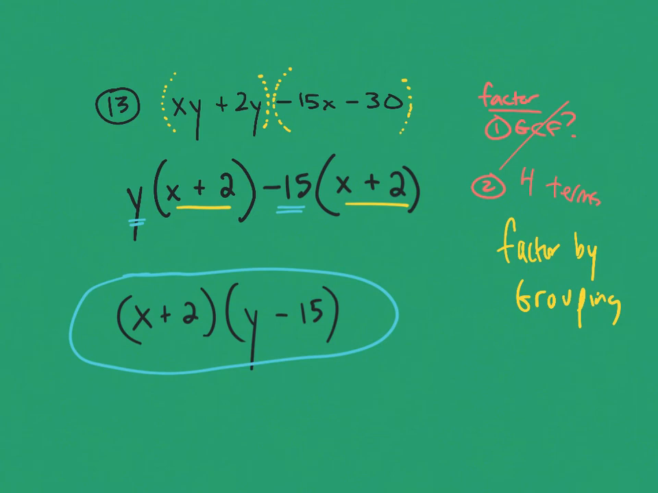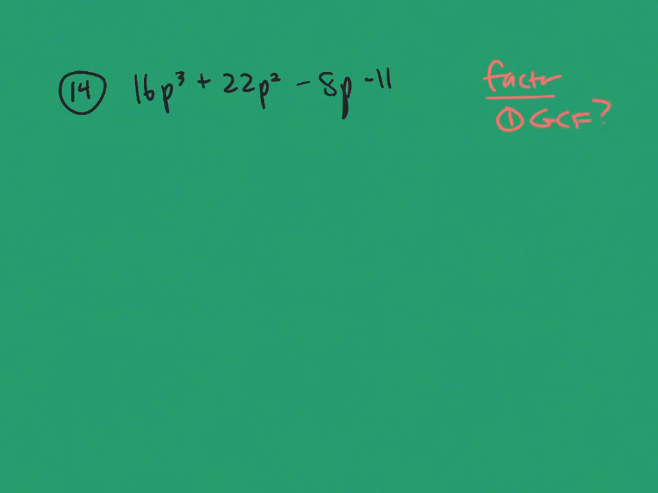Okay, one more. Number 14, 16p cubed plus 22p squared minus 8p minus 11. Factor 1, greatest common factor. Can't take p out of everything. 11 and 8 don't have anything in common. So no numbers that we can take out of all of them.